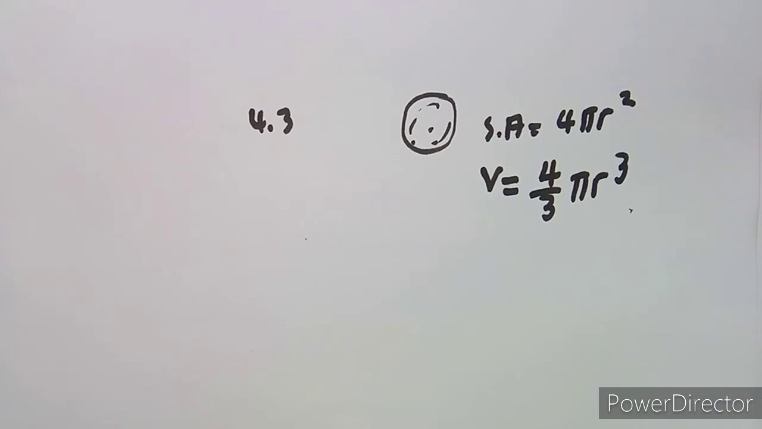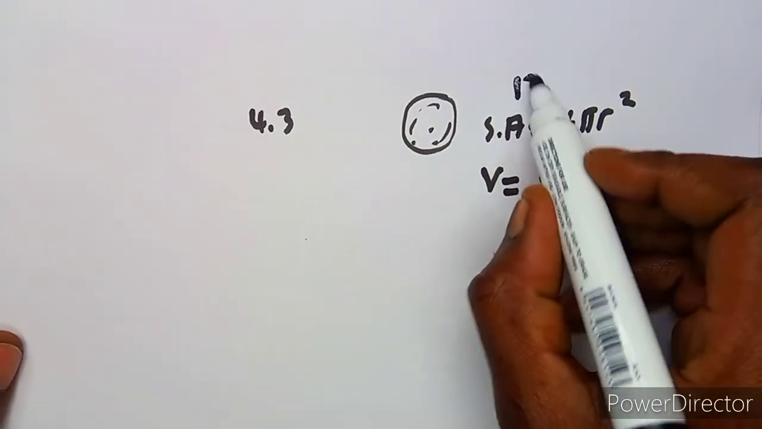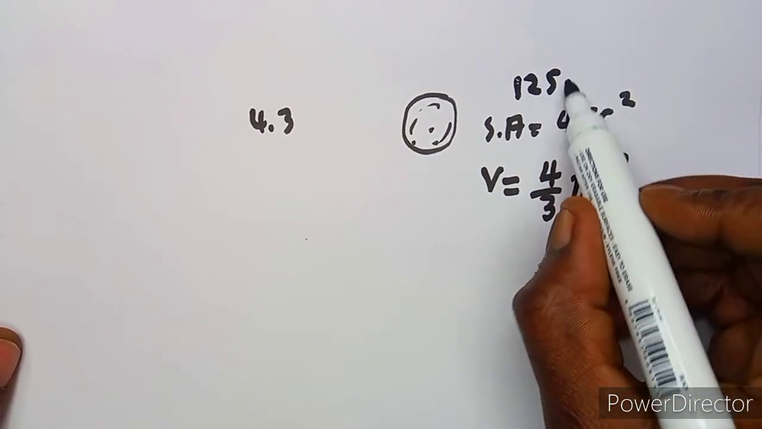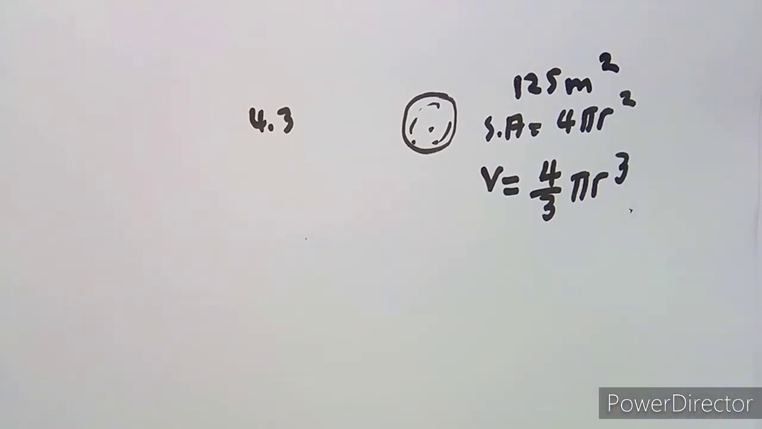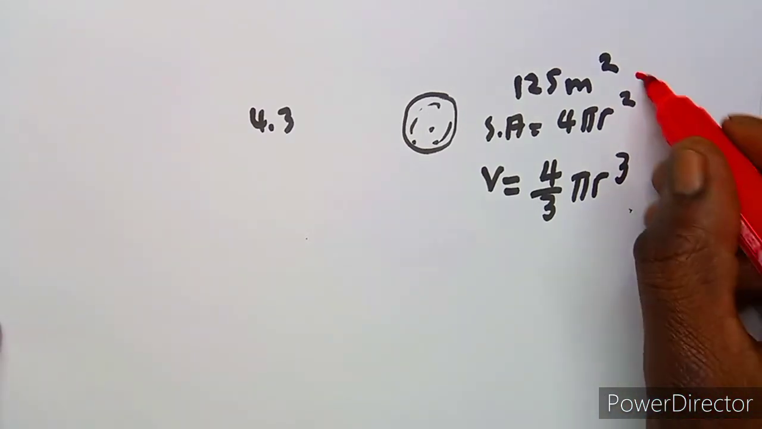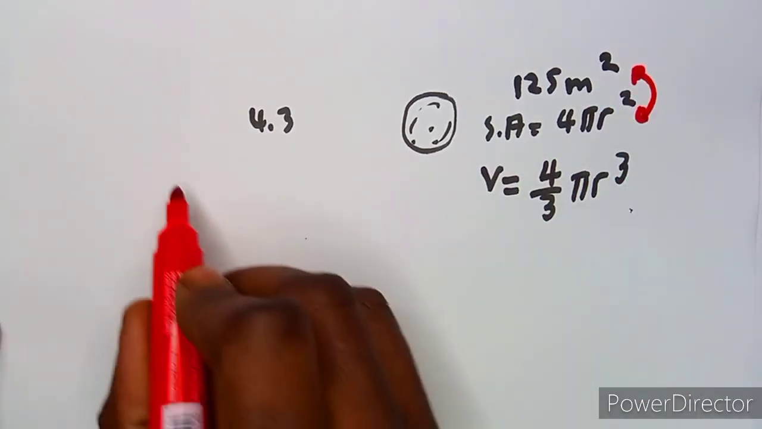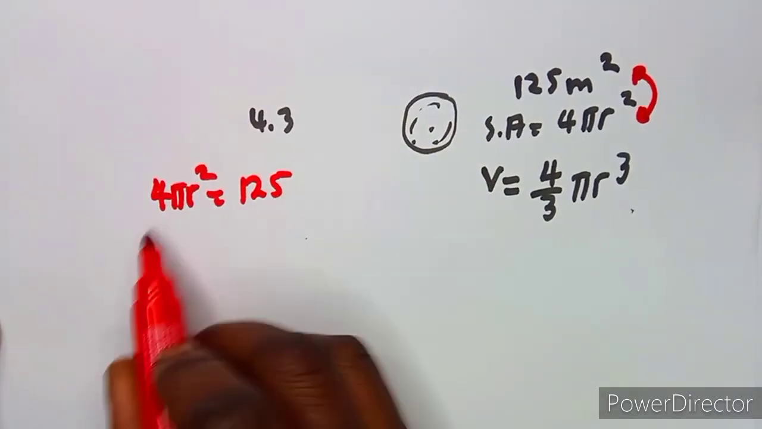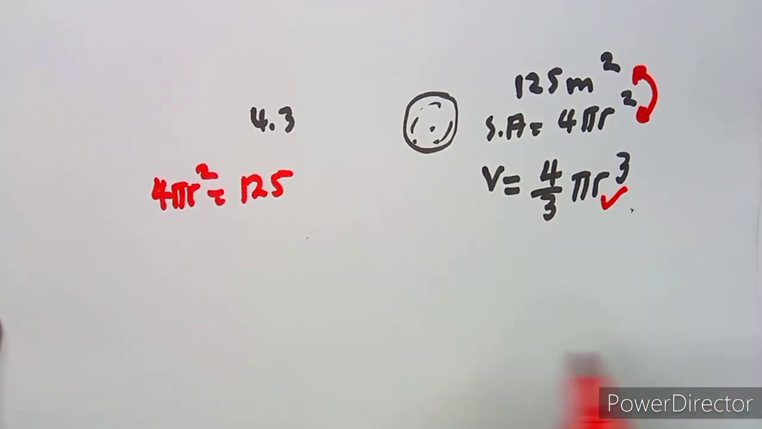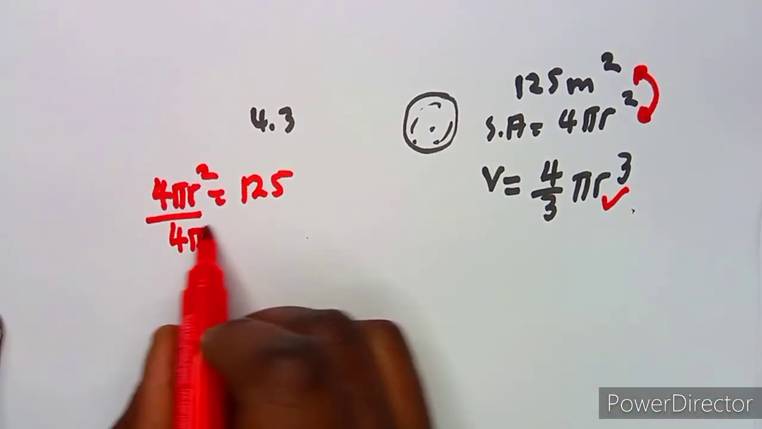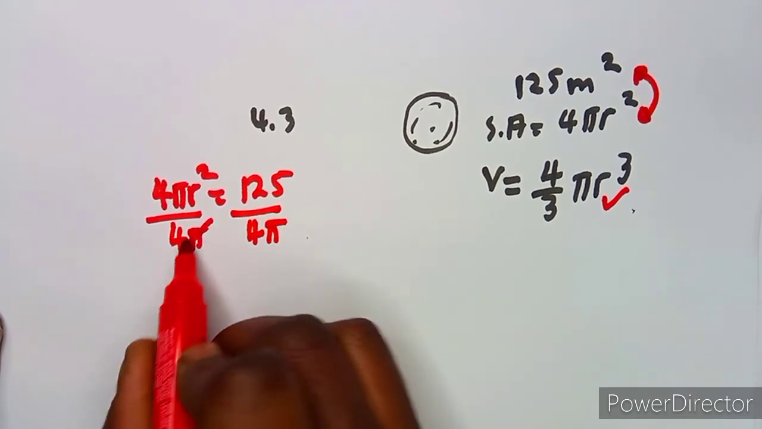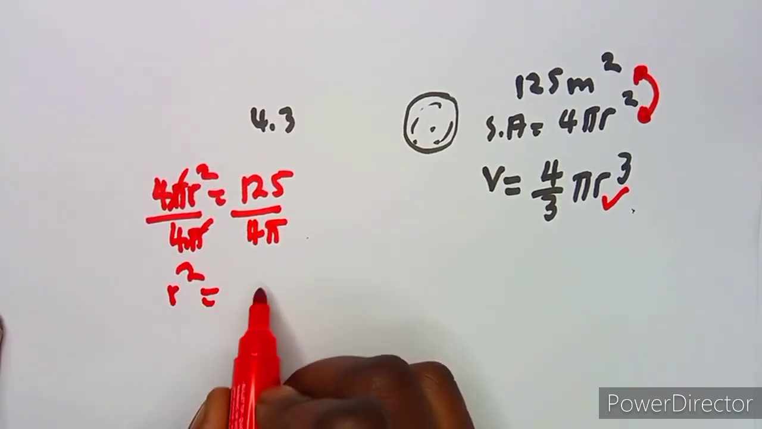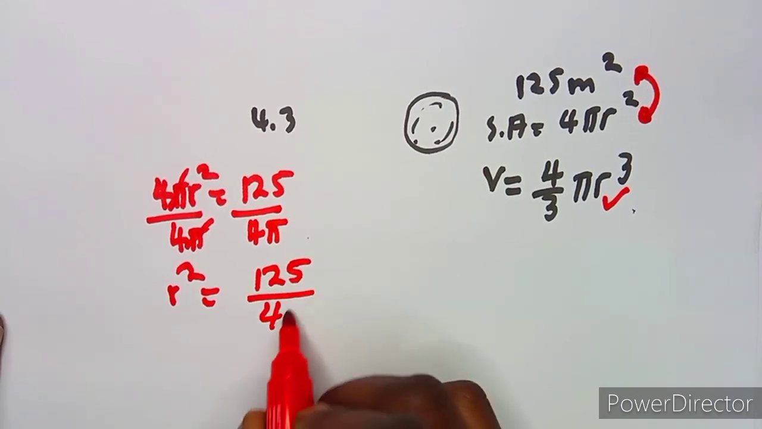So how can we play around these two? Take note, the surface area we are given, this is 125 square meters. So definitely I have to equate these two because they are equal. This is the surface area and this is also the surface area. So definitely 4 pi r squared is equal to 125. So I can find the radius here so that I can use it to calculate the volume. So let's divide by 4 pi here. Pi is going to cancel. R squared is equal to 125 over 4 pi.